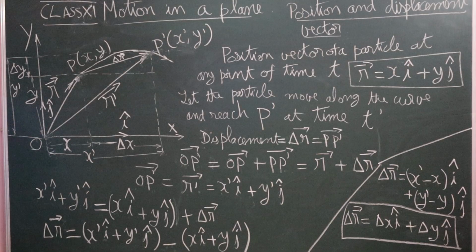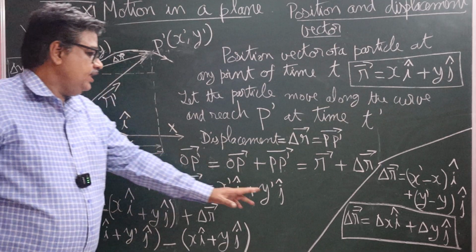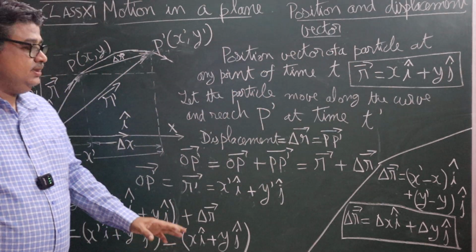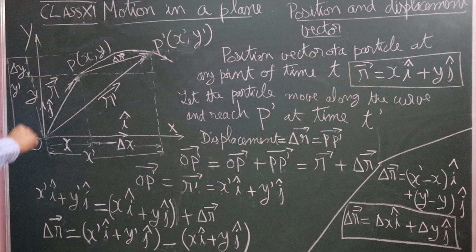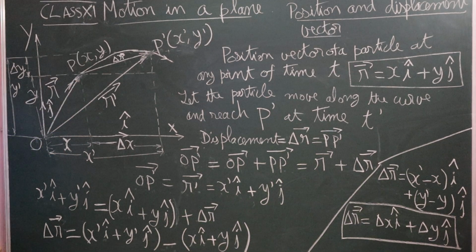So this is the displacement vector from the given position vectors. That is, if the position vectors of an object at two different points are given, we can find the displacement vector when it moves. This is called position and displacement vector. This comes in chapter 3 in class 11, motion in a plane.